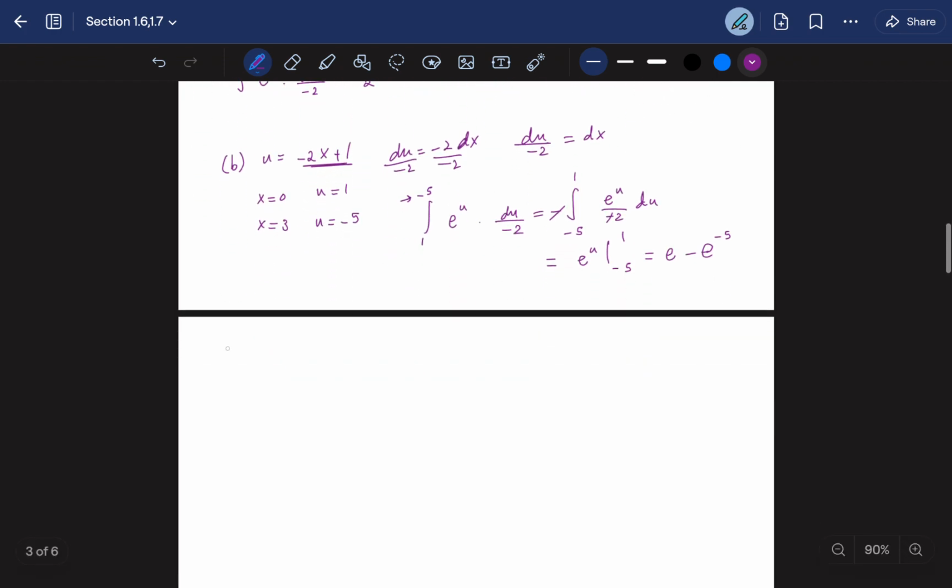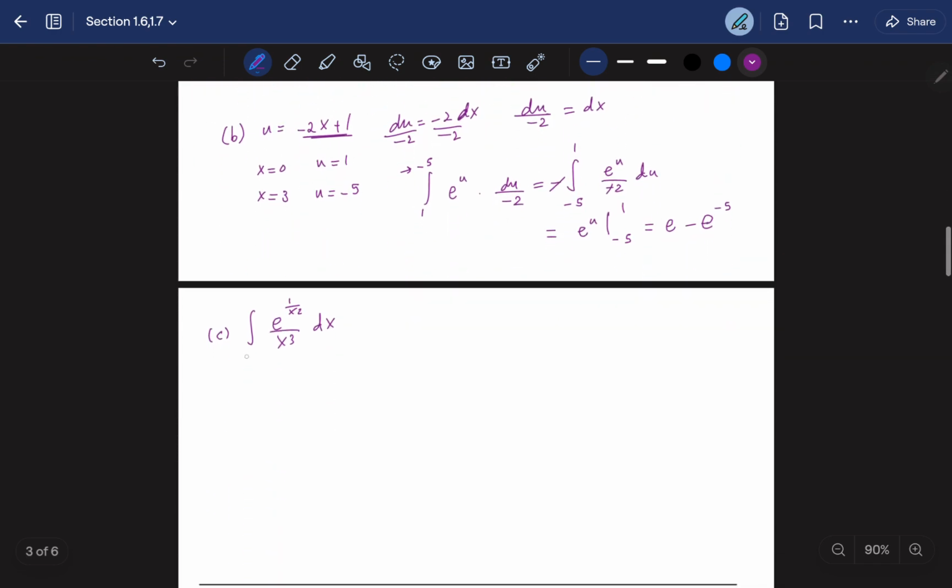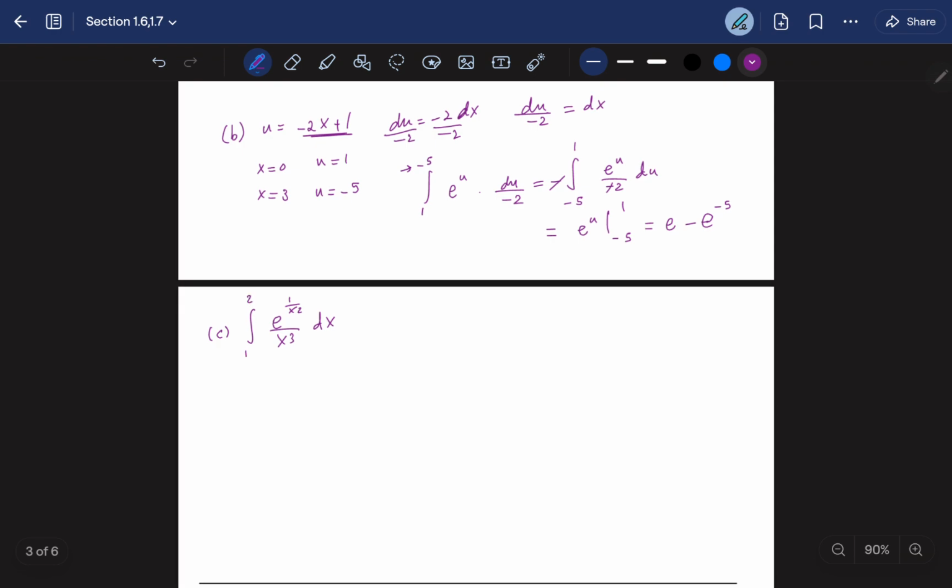Let's try this last example. I want to find the integral of e to the 1 over x squared over x cubed dx from 1 to 2. Let's try the exponent here. If you take u to be 1 over x squared, but you can easily write this as x to the -2, and you can find the derivative easily.